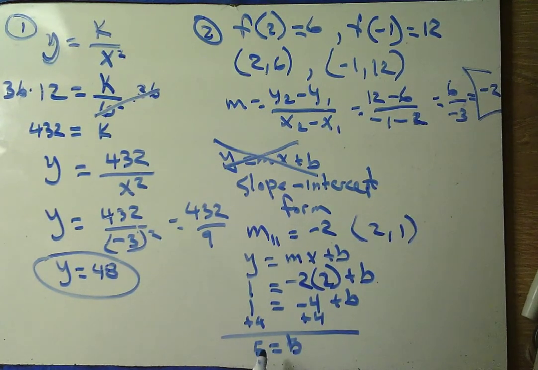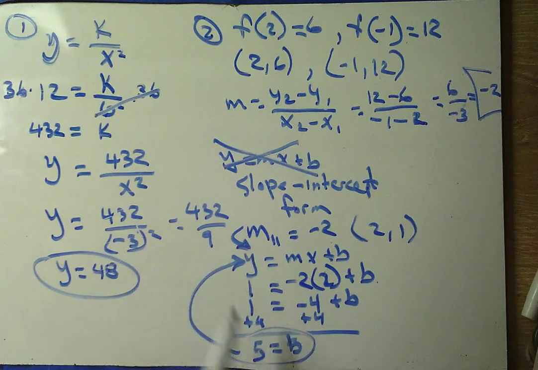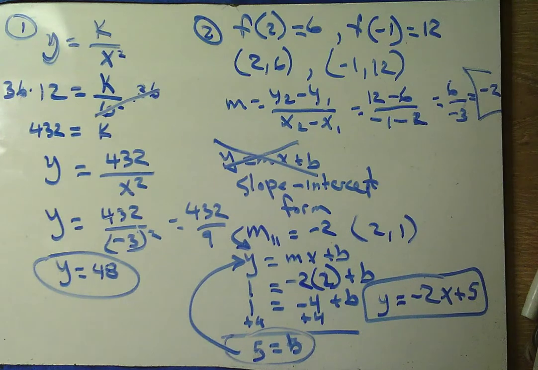Now we're not quite done yet. We need to write the equation of this line. This is just the y-intercept of that line. The equation of that line is what we get when we plug this b value and this m value back into y equals mx plus b. Y equals negative 2x plus 5. Okie doke. So there's number 2.